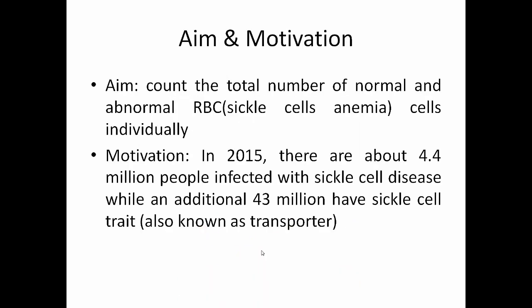So the aim of this paper is to count the number of normal and abnormal red blood cells, that is, the sickle cell anemia number and the normal blood cells. By doing that, it will help the doctors to evaluate the level of anemia danger.